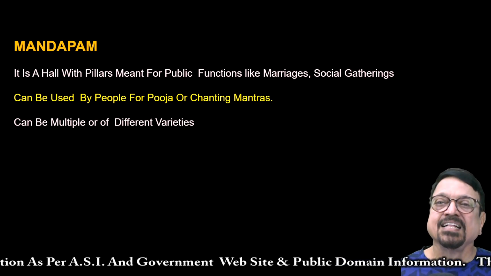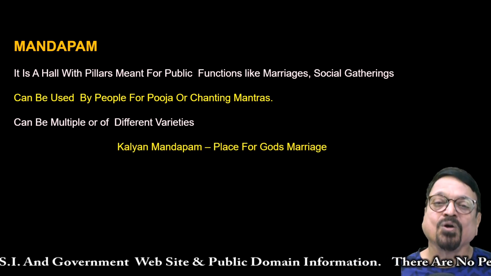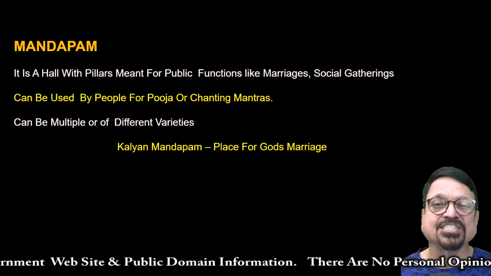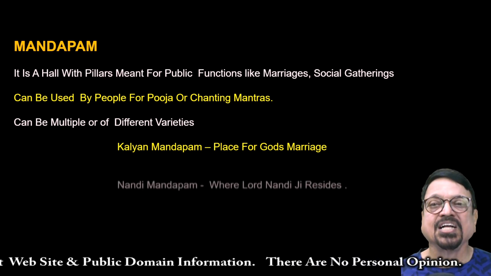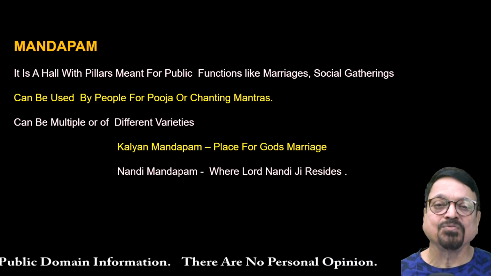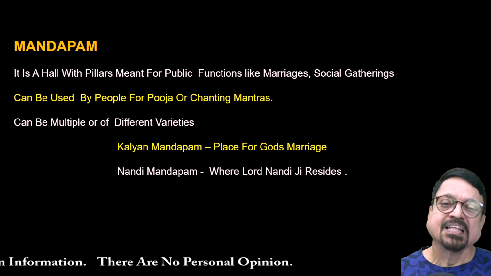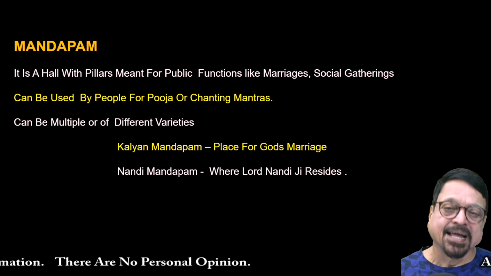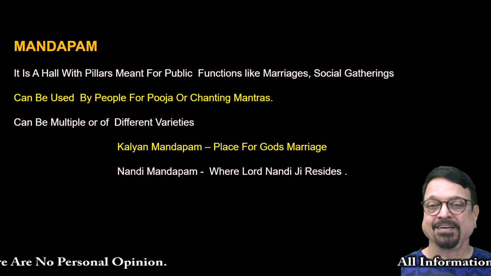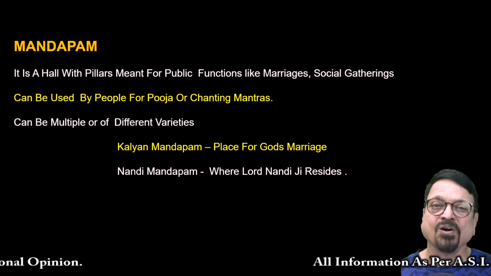Then this can have many varieties. Once we go to the temple, we can see a lot of types. Kalyana Mandapa was introduced by the Vijayanagara dynasty, and it's a place for marriage. What was the special thing about it? They think the marriage of God has taken place there. So if a younger pair wants to get married here, and they get married in the Kalyana Mandapam, they will have a long married life. Then there can be Nandi Mandapam, where Lord Nandiji sits.